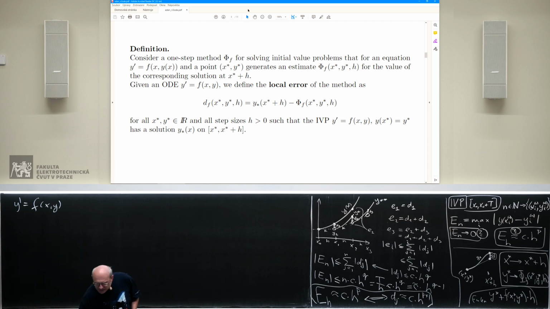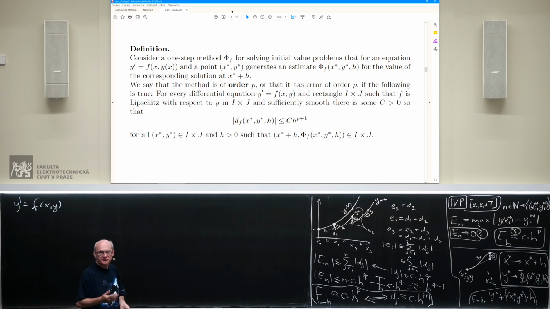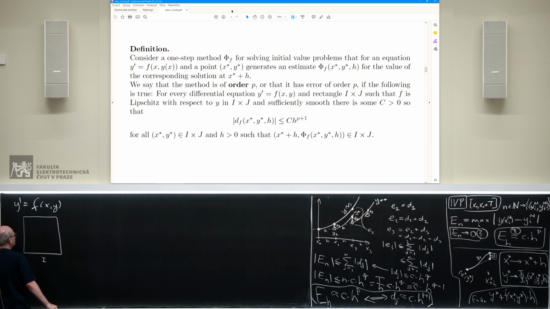So perhaps we will look at this definition of order, because that's what we are really interested in. And we see that this differential equation is not just any differential equation. The right-hand side is supposed to be Lipschitz with respect to y on some rectangle. So it means that there is a rectangle, and let's assume that it's a bounded rectangle, I cross J. And on this rectangle, the right-hand side is Lipschitz and also nice, smooth. What does it mean? Well, it could mean many things. For instance, and this is again a baseline requirement, we expect the right-hand side to be continuous, definitely.